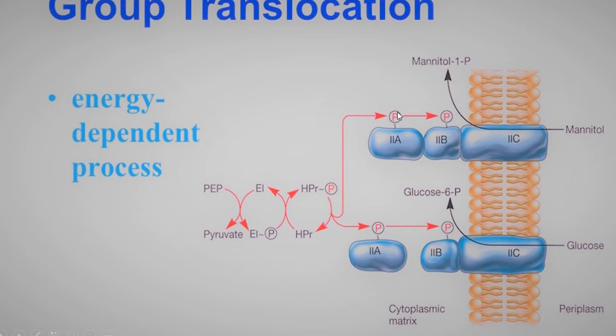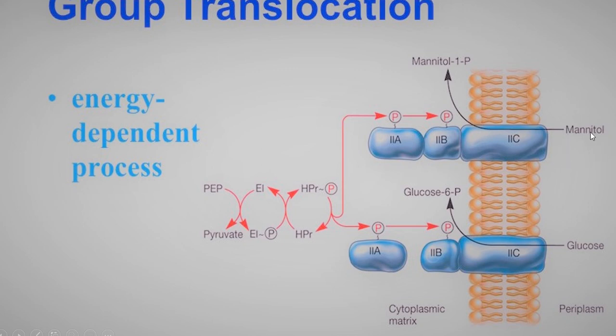Now coming to the process, I told you what a group translocation is. The process in which a substrate molecule, so this is a substrate molecule, so here I am taking two examples, one is glucose and another one is mannitol.